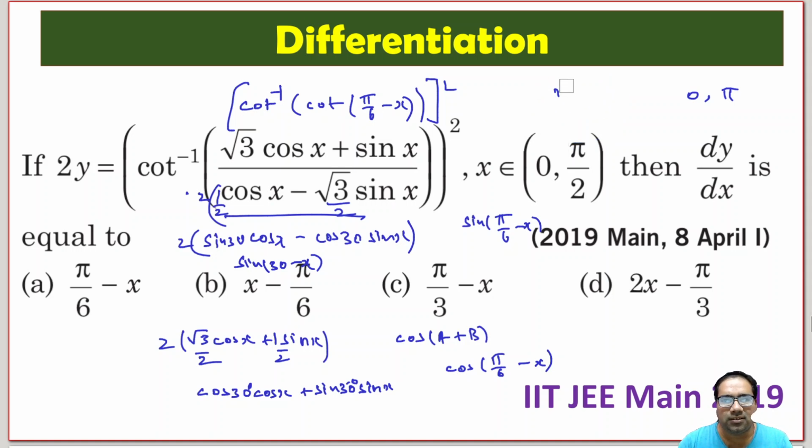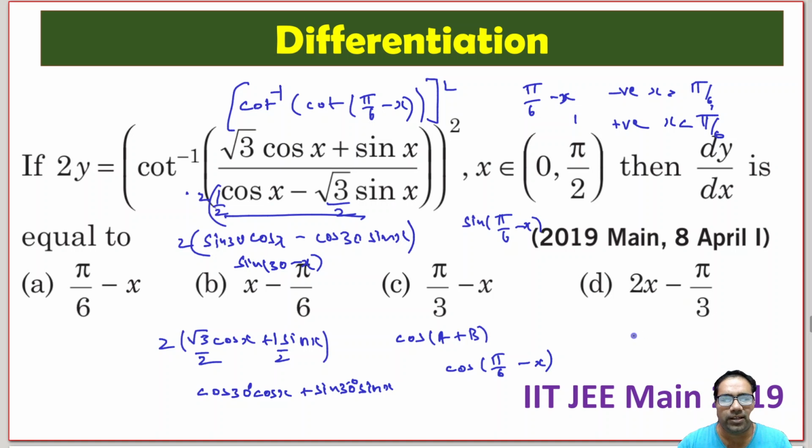But here the problem is x is between 0 to pi by 2. And what happens to pi by 6 minus x? When x crosses pi by 6, this pi by 6 minus x is negative. When x is less than pi by 6, it is positive. So as long as x is between 0 to pi by 6, this is safe: cot inverse of cot pi by 6 minus x is equal to pi by 6 minus x. But once it crosses pi by 6, it is no longer pi by 6 minus x, because this becomes negative.